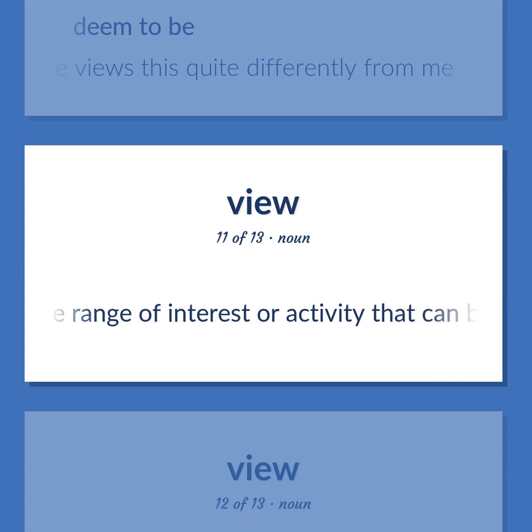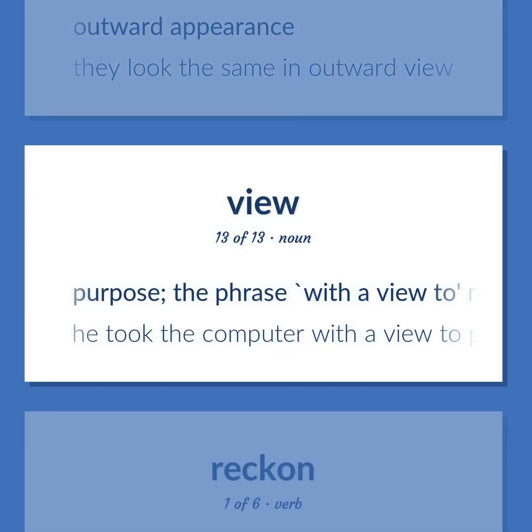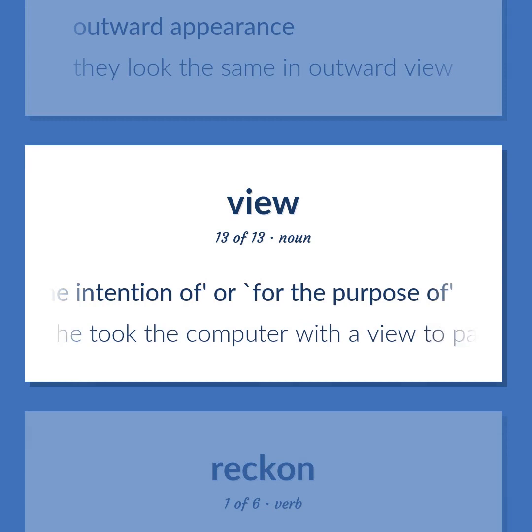The range of interest or activity that can be anticipated. Outward appearance. They look the same in outward view. Purpose. The phrase, with a view to, means, with the intention of, or, for the purpose of. He took the computer with a view to pawning it.